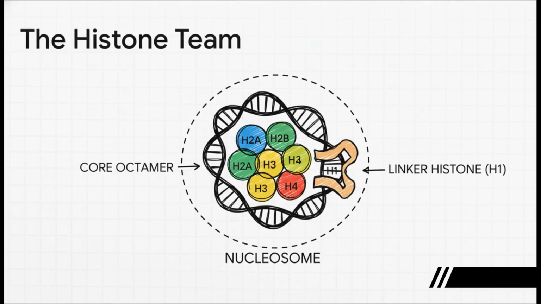The core of this spool is made of 8 of these histone proteins. You get 2 each of H2A, H2B, H3, and H4. Together, they form what's called the histone octamer. Then another histone, H1, comes along and acts like a clip, locking the DNA onto the core. This whole complex, the DNA wrapped around the histone octamer, is called a nucleosome.